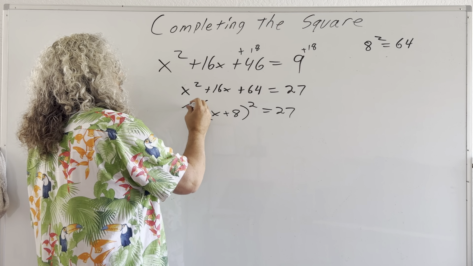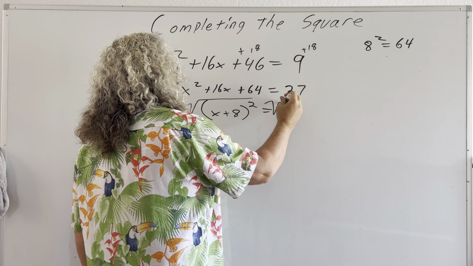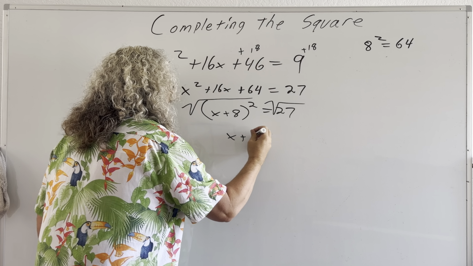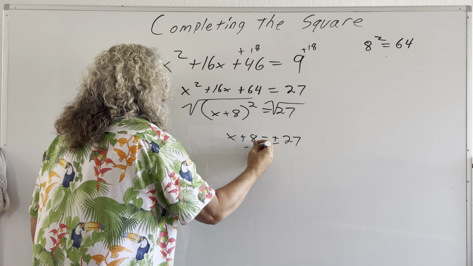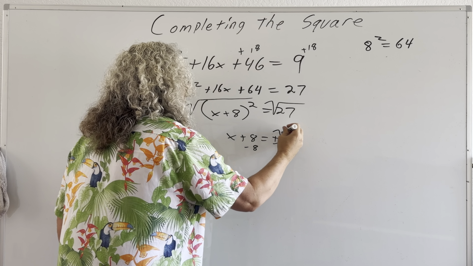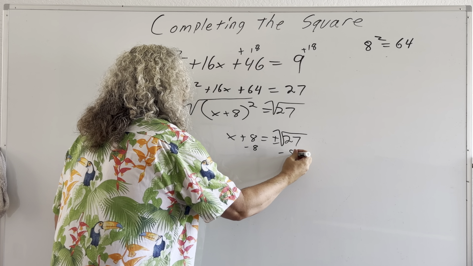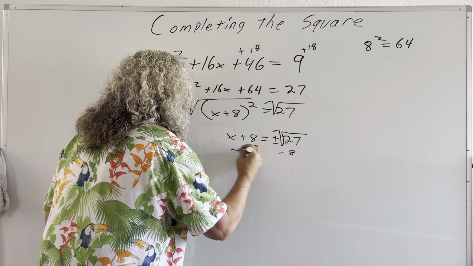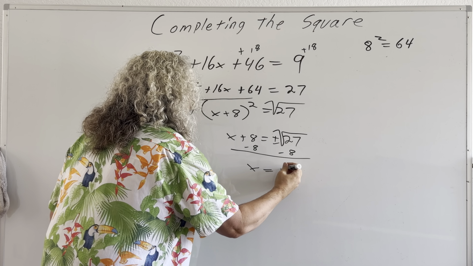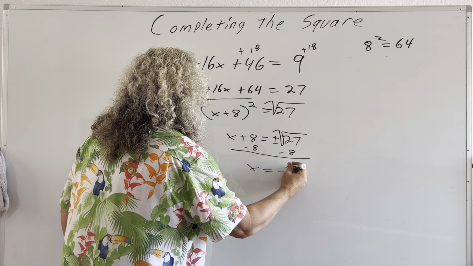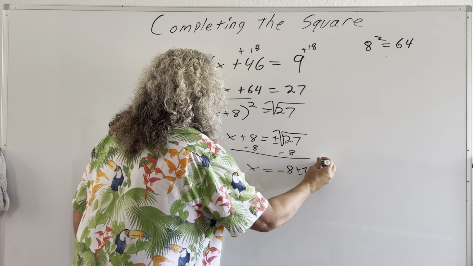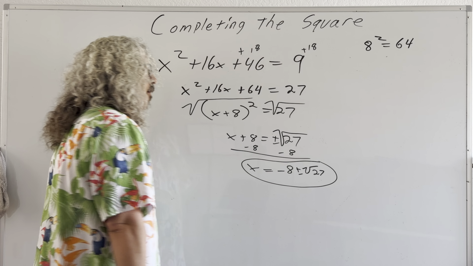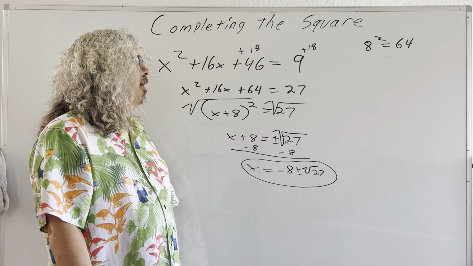Now, once I get here, I'm going to square root both sides. And I'm going to get x plus 8 equals plus or minus the square root of 27. I'm going to subtract 8. Once I subtract 8, I'm going to get x equals, I'm going sideways there, negative 8 plus or minus the square root of 27. And that is the final answer. And we write it just like that, okay?